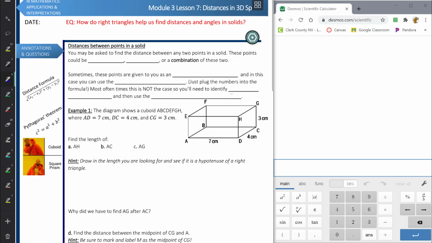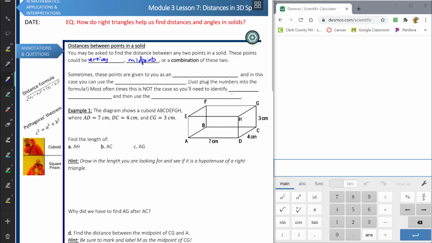Today we are back into geometry and we're looking at distances in three-dimensional space, lesson number 7. Your EQ for today is how do right triangles help us find distances and angles in solids, so let's jump right in. Now you may be asked to find the distance between any 2 points in a solid. These points could be vertices, they could be midpoints, they could be any combination between these two as well, so you got to be flexible.